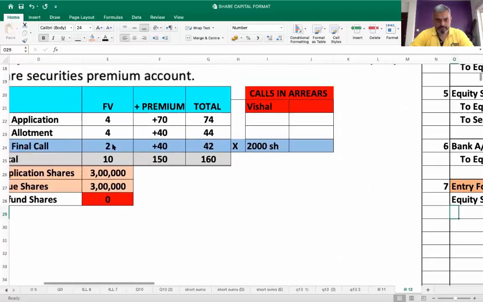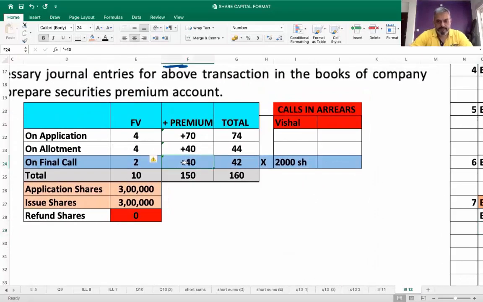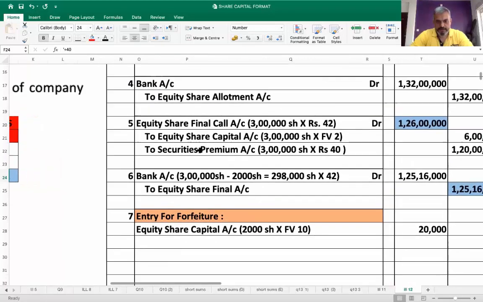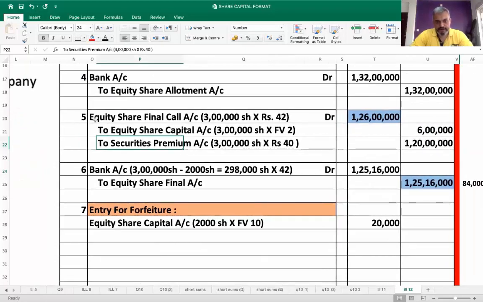Now over here, as you know, that this 40 rupees premium we did not receive. So in this entry, entry number 5, we credited complete 3 lakh shares into 40 for premium. We came to 1 crore 20 lakhs. It means premium for 2000 shares was also included in this, but we did not receive this money in cash, I mean by cheque, in our bank account. And then what happened? Then we forfeited the shares.